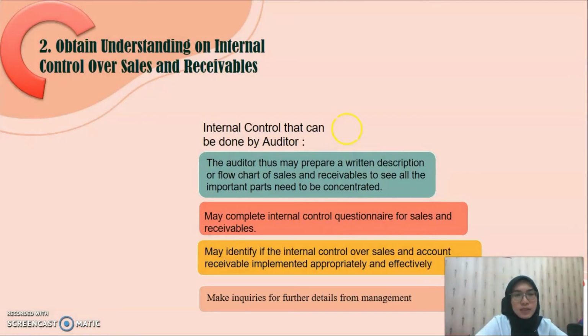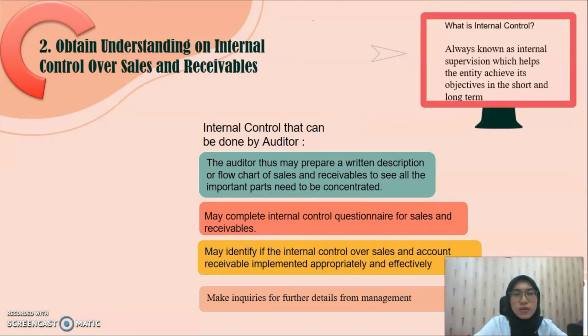So the second one is to obtain an understanding of internal control over sale and receivable. What is internal control? It is also known as internal supervision, which helps the entity achieve its objectives in the short and long term. It can also be described as the procedure and process by the entity to safeguard its assets, accurately process information, and make sure to follow the law and regulation. The most important types of internal control are preventive control, which may deter problems before they arise; detective control, which searches for problems as soon as they arise; and corrective control, which rectifies the problems that have been detected.